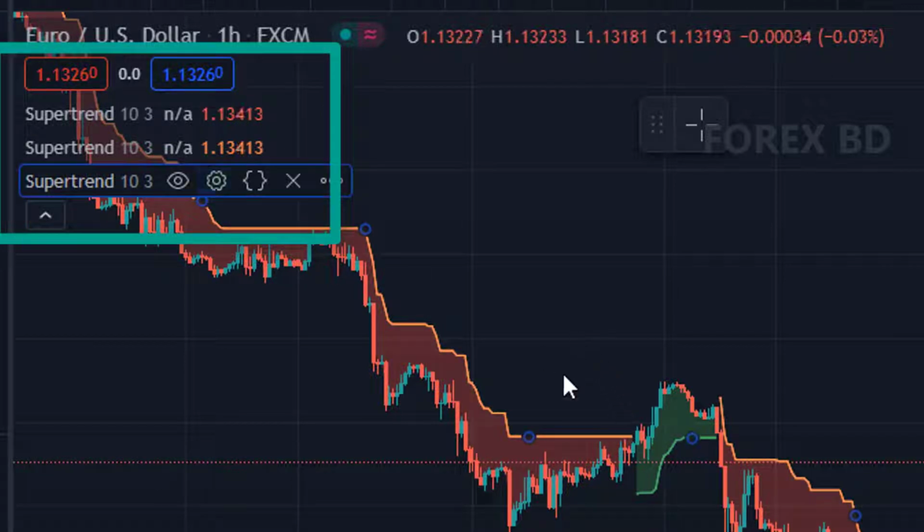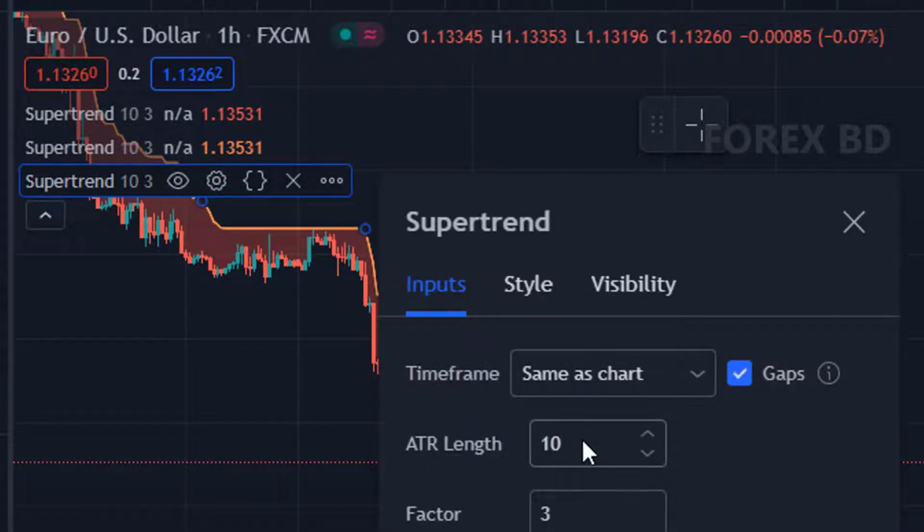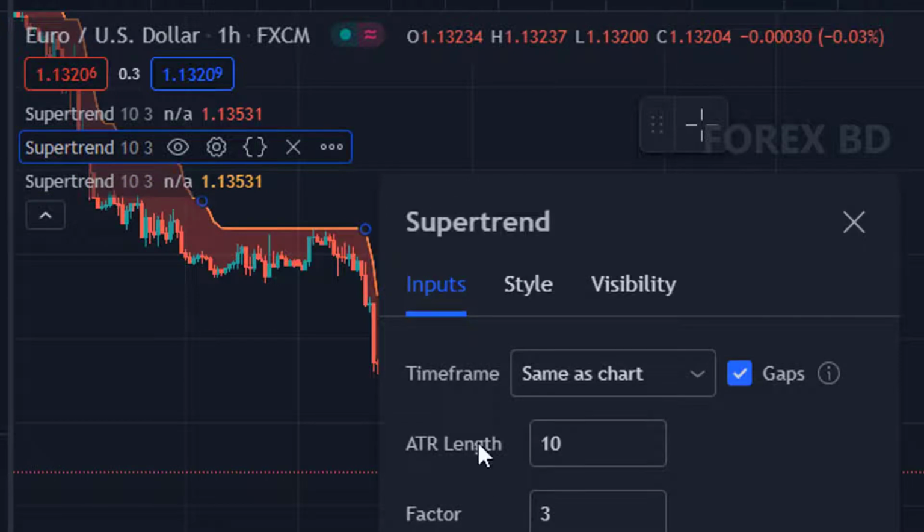So first, you have to do some setting. In the first indicator, you will set length 10 and factor 3. So this is the first indicator. Then you have to do the setting in the second indicator. In the second indicator, you will set length 10 and the factor will be 1. So the second indicator is finished.